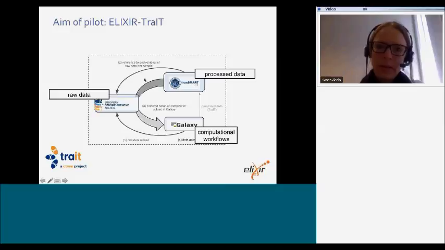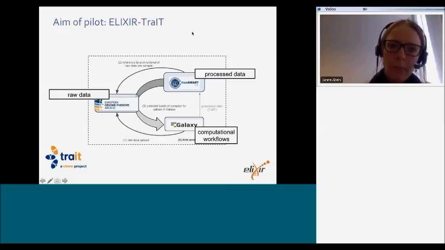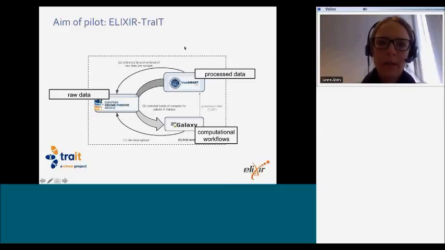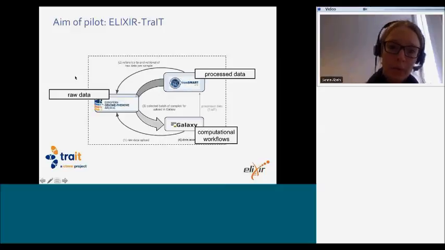Right, so if we make that a bit more specific, the aim of this pilot that we're talking about is really about linking these three concepts. The process data in TraIT, in the TraIT workflows, we store in Transmart. The raw data in TraIT, we've chosen to store most of it either locally or at EGA for archiving.